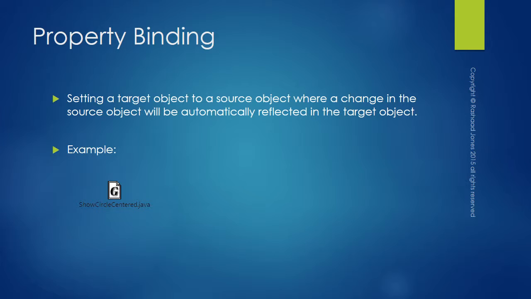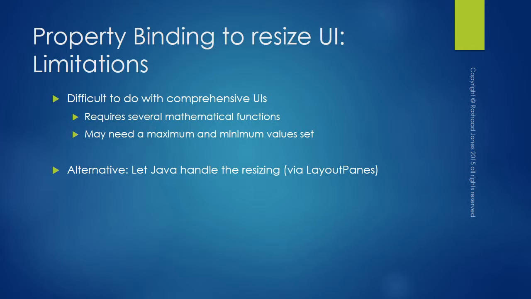So that does accomplish it to a certain extent. However, you will still see some issues. If you make the window really big, then it no longer becomes a circle. And if you make the window too small, you can still hide the circle. So there are still some issues with property binding. It's useful, but there are still limitations to it.